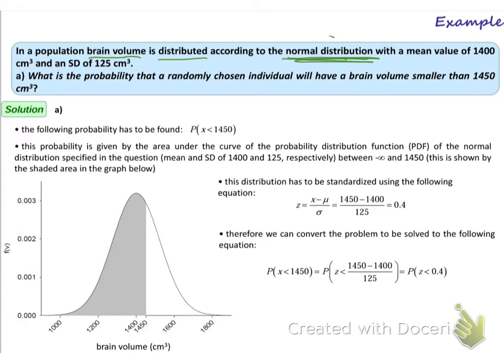He already gave us the mean here. The mean value is 1400. If it has a mean different than 0, it is not a standard normal distribution, because the standard normal distribution has mean 0 and standard deviation 1. So here mu equals 1400. What about the standard deviation? He said the standard deviation sigma equals 125. Be careful, sometimes he will give the variance, which is squared. We need only sigma, not sigma squared. So what is the probability that a randomly chosen individual will have a brain volume smaller than 1450?